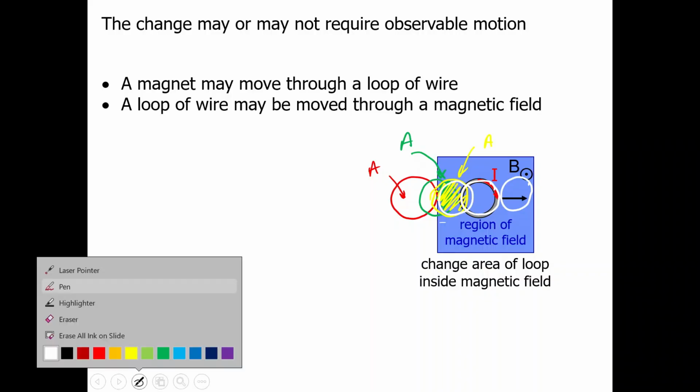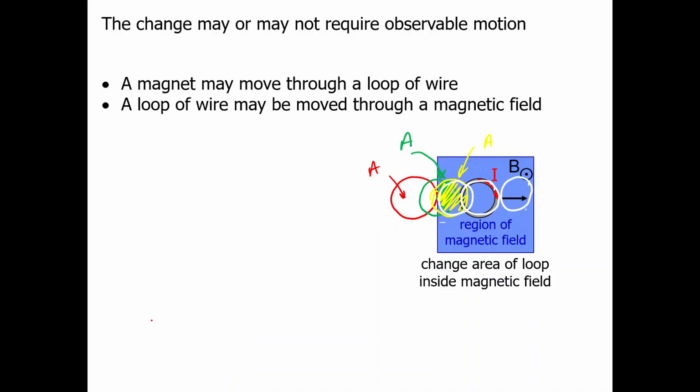So if I pull it through, and then I keep pulling it through, as soon as I start decreasing the amount in as I exit, then I'm also going to induce a flux. But while the loop is completely in the magnetic field, there is no change in flux, so therefore no current. I only get the current when it's moving into the area and out of the area.